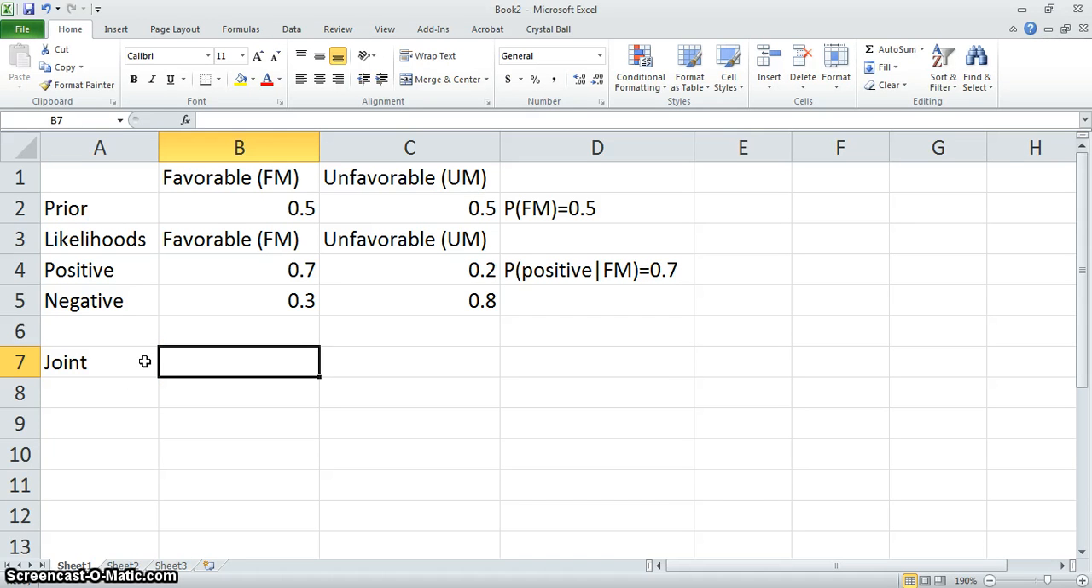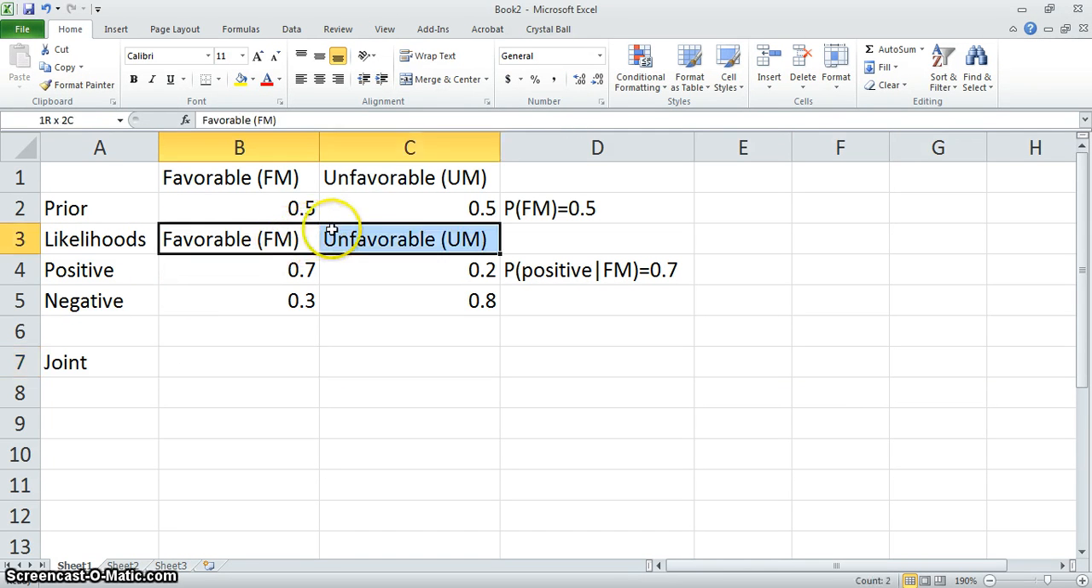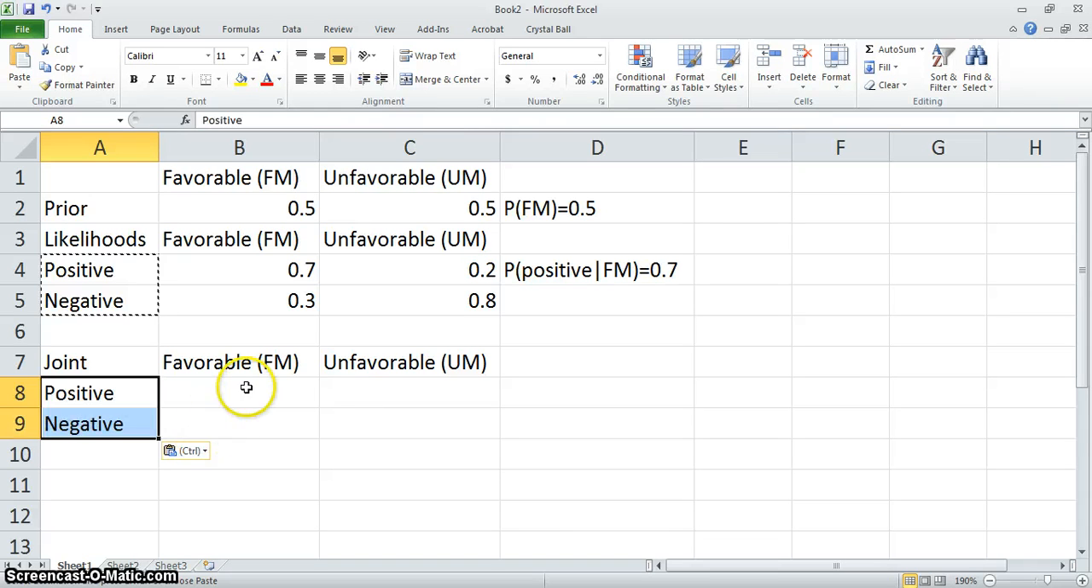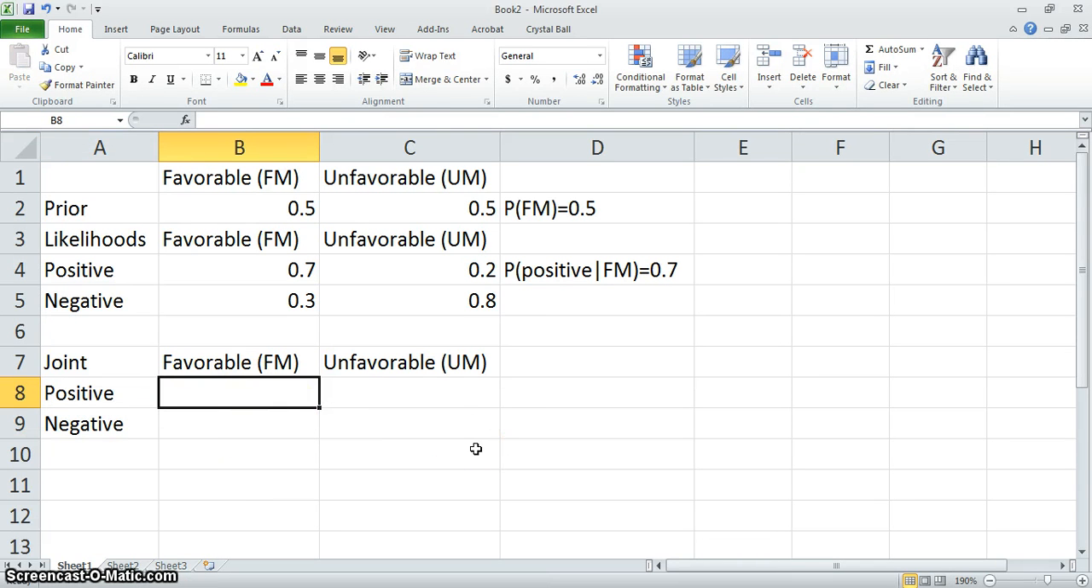Now, to calculate the joint probabilities, we would need to multiply the prior probabilities times the likelihoods. So again, I'm going to repeat these labels and repeat the rows for the survey results. So a joint probability is different than a conditional probability. It's the probability that these two events occur together. So if we want to know the probability that the favorable outcome occurs with the positive result, we would need to multiply the likelihood times the prior probability.